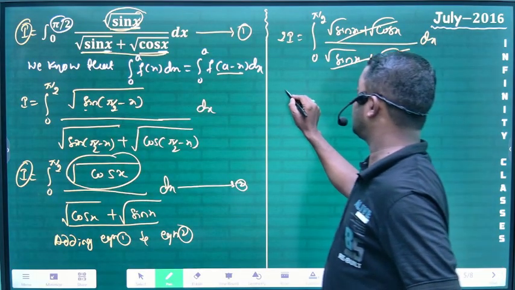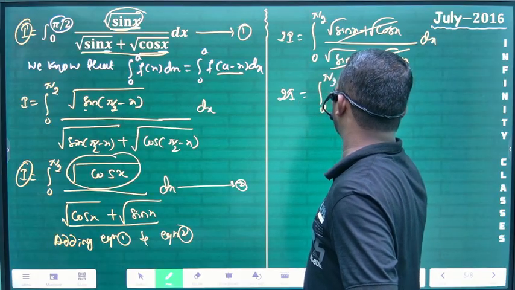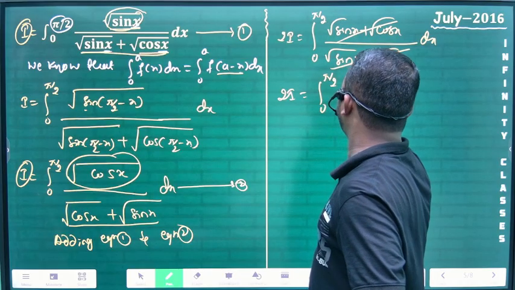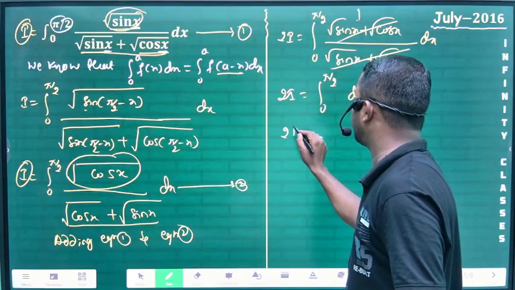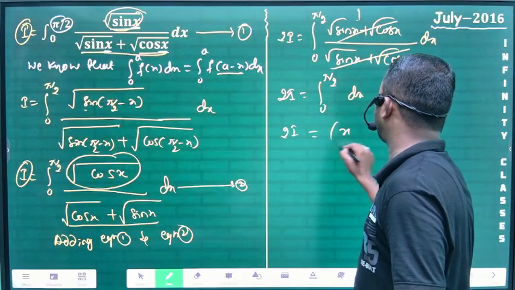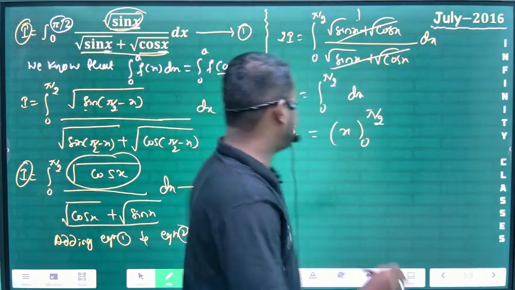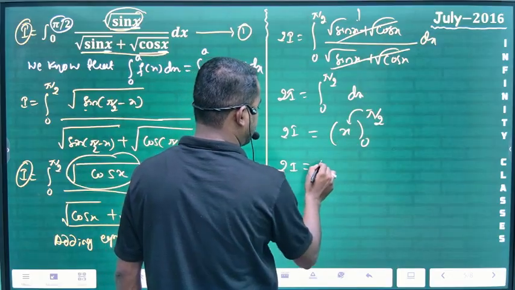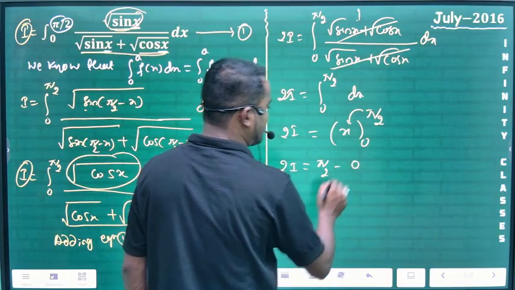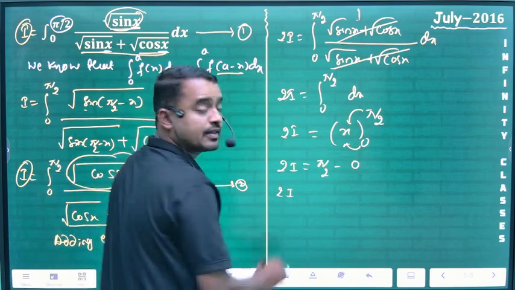Then 2I is equal to the integration of 0 to 5 by 2 of 1 into dx, which is dx. The integration of dx is x between the limits 0 to 5 by 2. Then 2I is equal to the upper limit first, that is 5 by 2, minus 0, the lower limit with the minus. Then 2I is equal to 5 by 2.